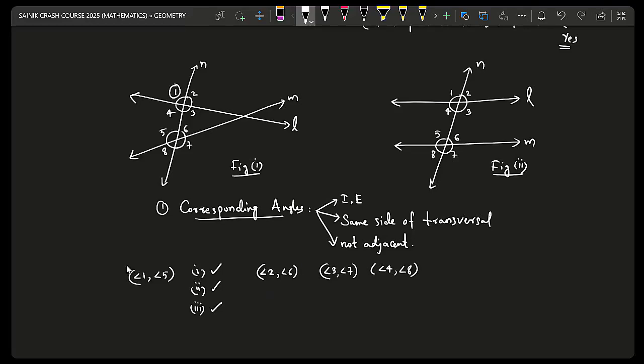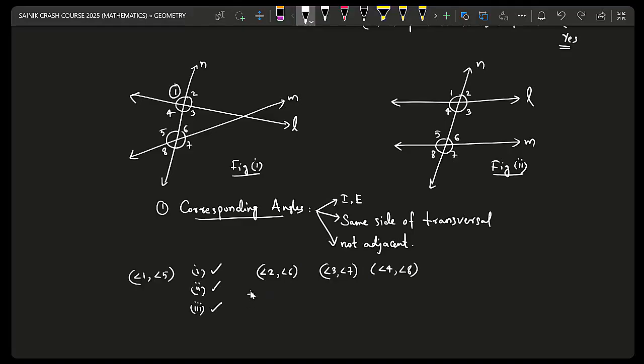No, I wrote here. That's it. Sir, any other pairs possible? That's it. That means you can understand or you can remember whenever two lines are intersected by a transversal, then how many pairs of corresponding angles are formed? So 4. 4 pairs of corresponding angles are formed. Okay, so you can say that.